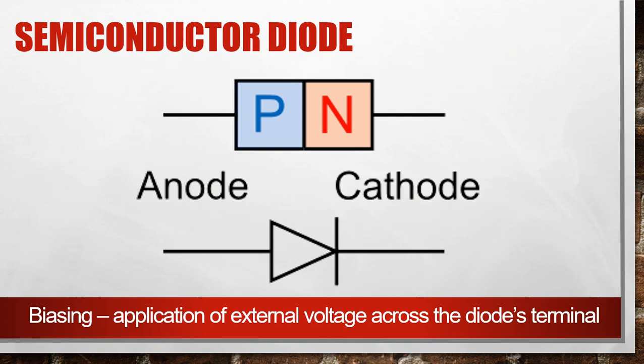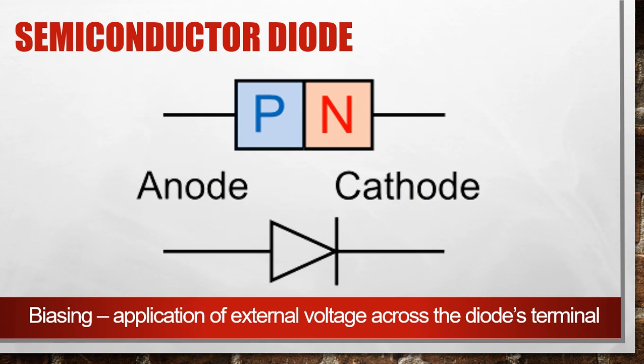Again, the majority carrier of P-type are holes and the N-type are free electrons. The ions at P-type are negative ions and the ions at N-type are positive ions. These ions, tandaan natin, remain immobile in nature until bias is applied.